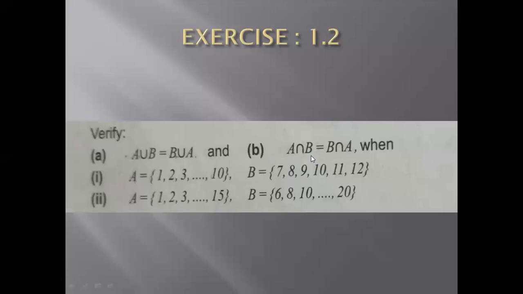But remember that in the intersection you will select only the common elements. Only the common elements. In union, I told you union means combine the elements. So when we are finding A union B, we will write all the elements within one bracket. Same with B union A. But when we are doing A intersection B, it means you only select the common elements from A and B. Same left hand side and right hand side. And you see that both sides will be equal.